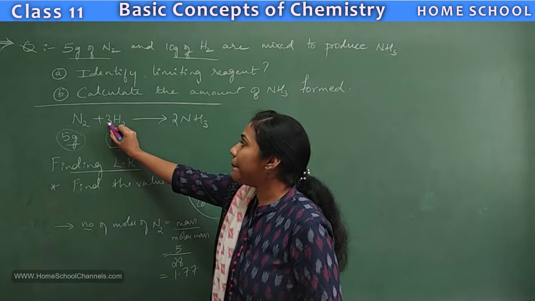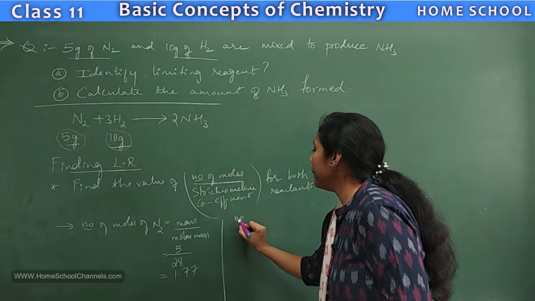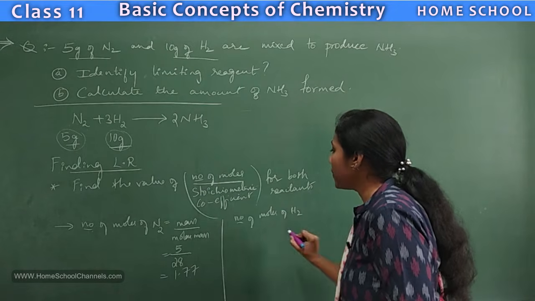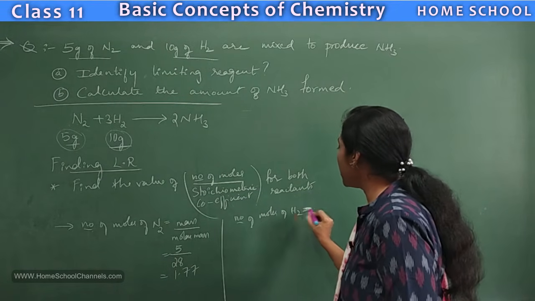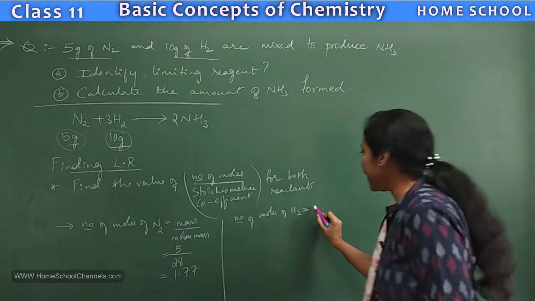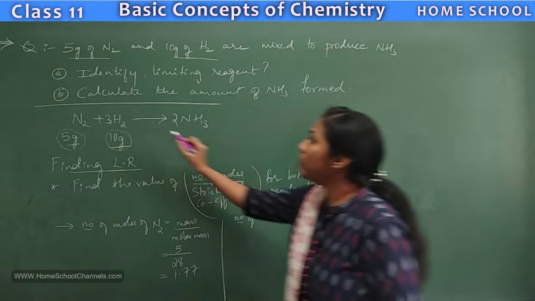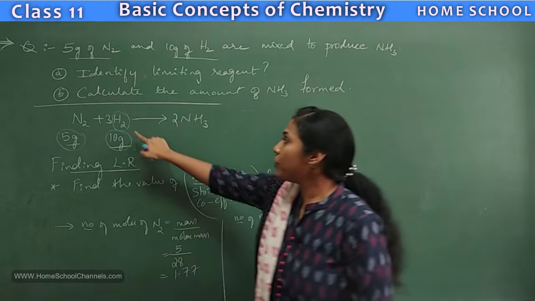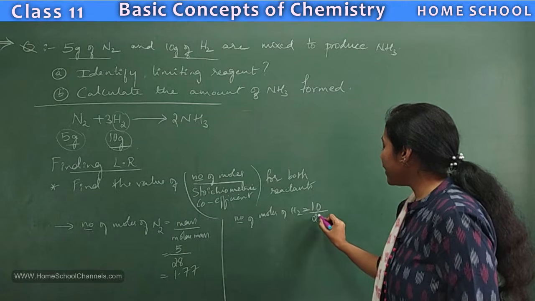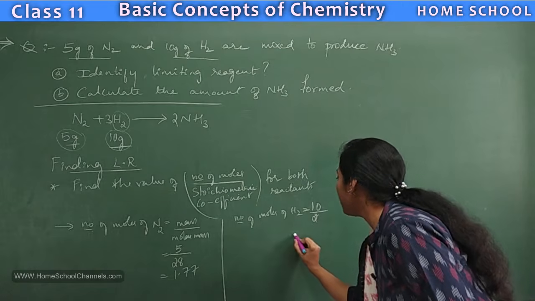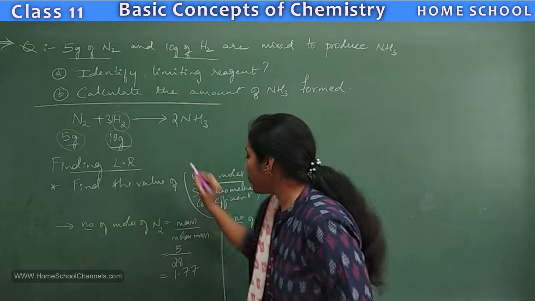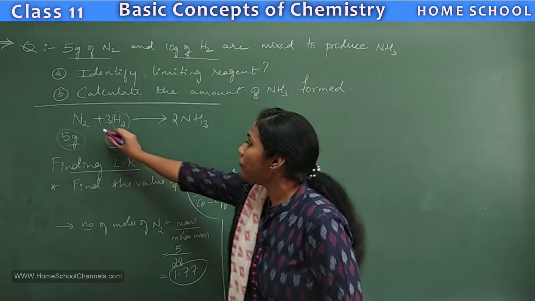Likewise, calculate number of moles of hydrogen also. Number of moles of H2. Same formula you can use. What is the formula? Mass by molar mass. So what is the mass given? 10, right? Divided by molar mass of H2. Hydrogen's atomic mass is 1, 1 into 2, 2. So how much do you get here? 10 by 2 is 5. So number of moles you will get is 5. So this is the number of moles of hydrogen. This is the number of moles of nitrogen.